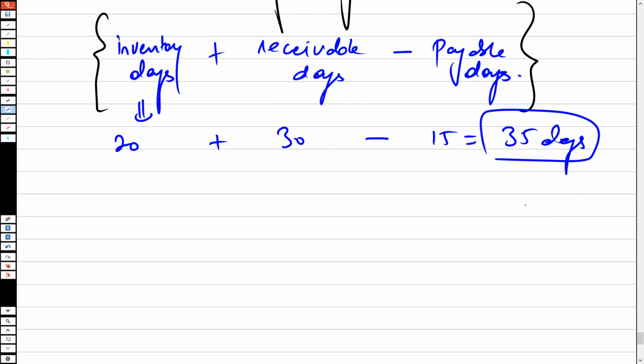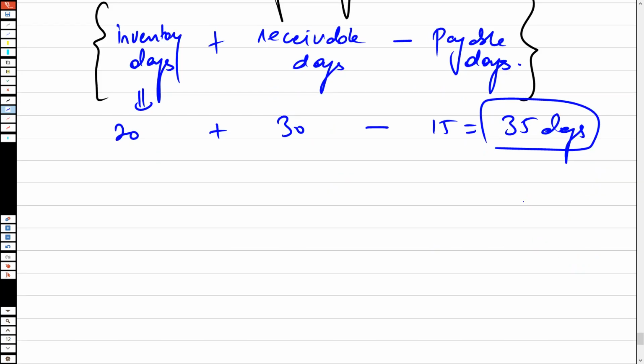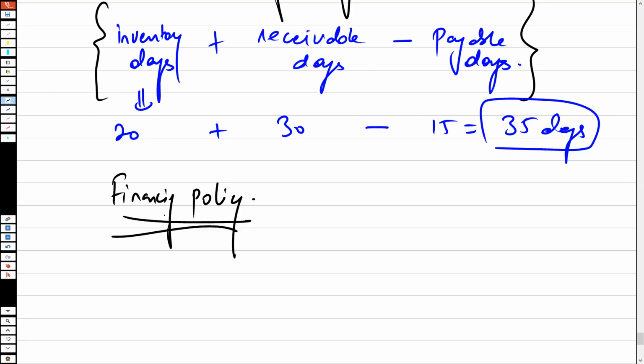Okay. Now there is this one more aspect with respect to working capital management, and that aspect is working capital financing policy. That is, what are the different types of working capital financing policies that an organization would adopt. Now, let me just guide you a bit. Let me just take you a bit through all this.